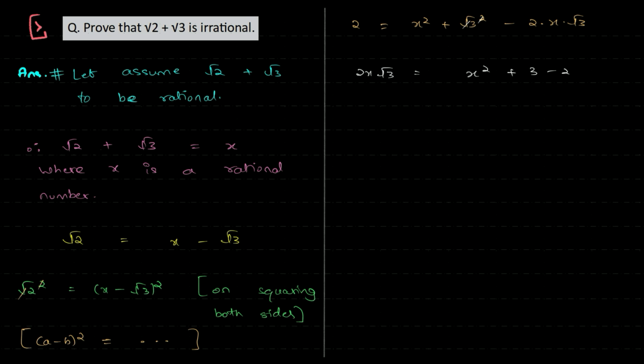Okay, so the next step would be 2x root 3 is equal to x squared plus 1. And then we divide by 2x on both sides. What do we get? We have the final answer: root 3 is equal to (x squared plus 1), always put it in brackets, divided by 2 into x.